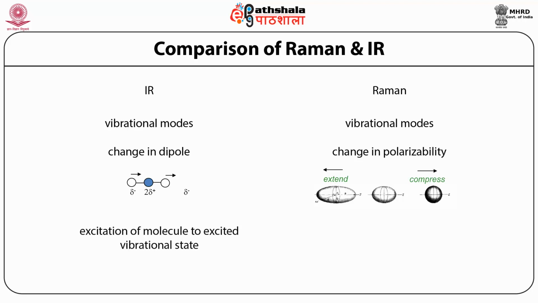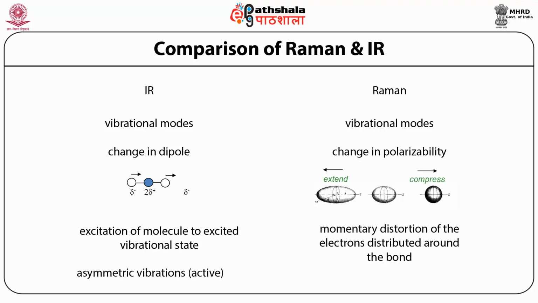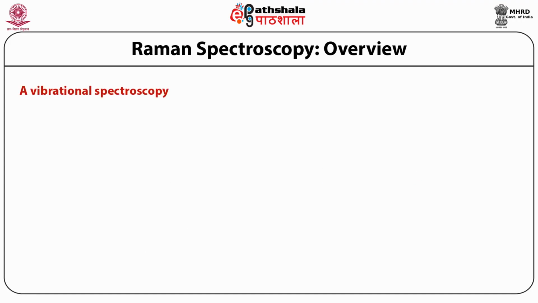Point 3 is excitation of molecules to excited vibrational states. However, in case of Raman, it is momentary distortion of the electrons distributed around the bond. Point 4 in IR is asymmetric vibrations. These are active, and in Raman these are symmetric vibrations. Those are active.